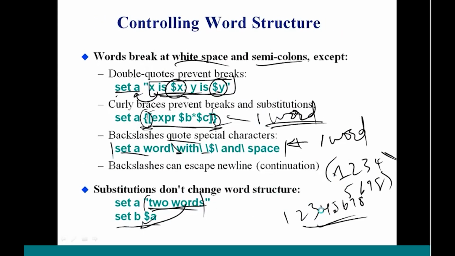And then one other key thing that we saw was how does Tcl recognize the words essentially. We know that words are distinguished by where they break, so they break with white spaces or semicolons. But there are some exceptions to the rule. One is the double quotes prevents breaks, curly braces prevent breaks and substitutions, as well as backslashes can quote the special character and thus eliminate the word separation.